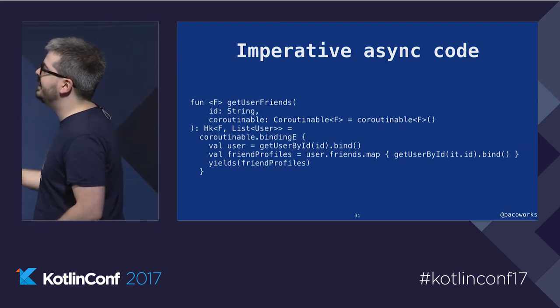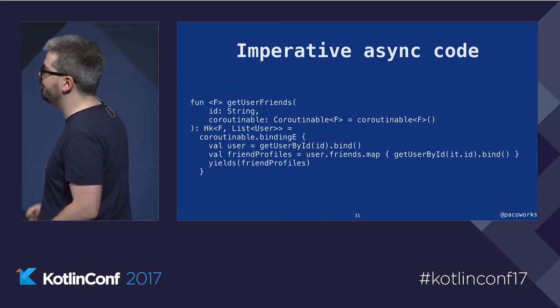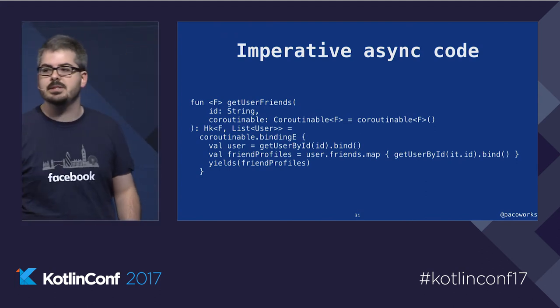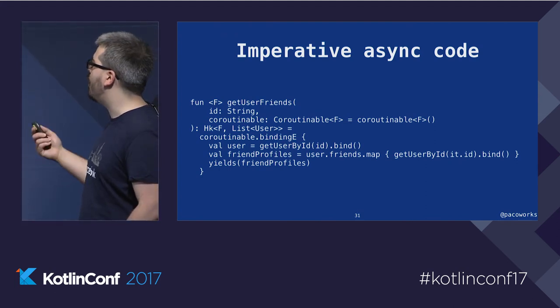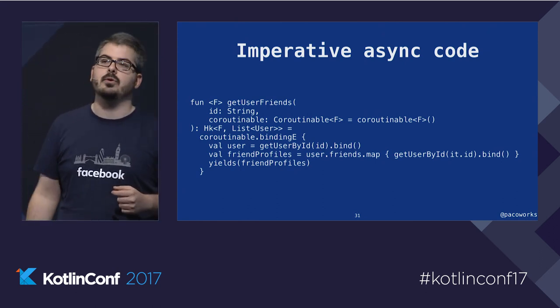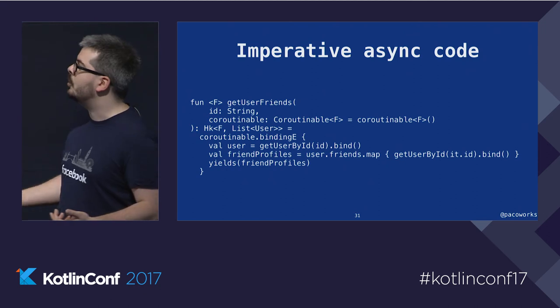So this get user friends with coroutinable is an abstraction that can be implemented for many different types. This is not exclusive to Rx. This is not exclusive to coroutines. This is not exclusive to architecture components.